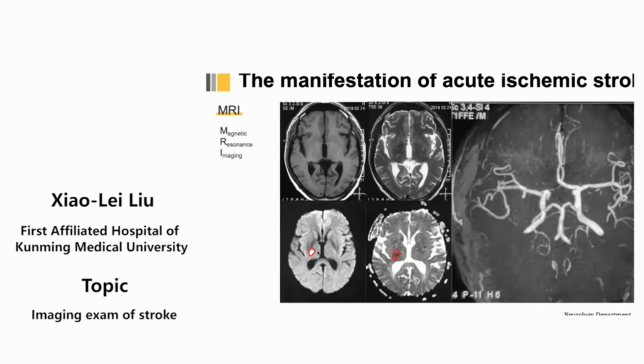Here we can see which indicates the acute phase of an ischemic stroke. This is a manifestation of acute ischemic stroke on MRI. It's more sensitive.